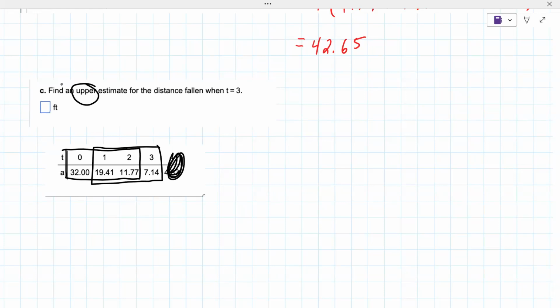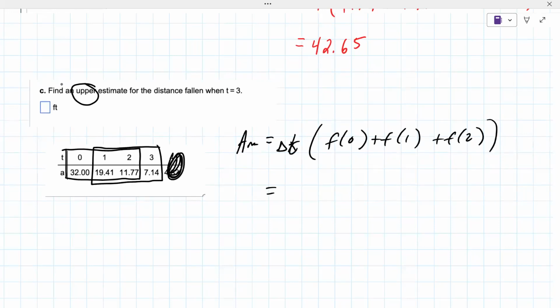Okay. So if it doesn't make sense, I get it, but we have to do a lot more practice here to get this. You're going to use the first 3 values. So that's 1 times 32 plus 19.41 plus 11.77.